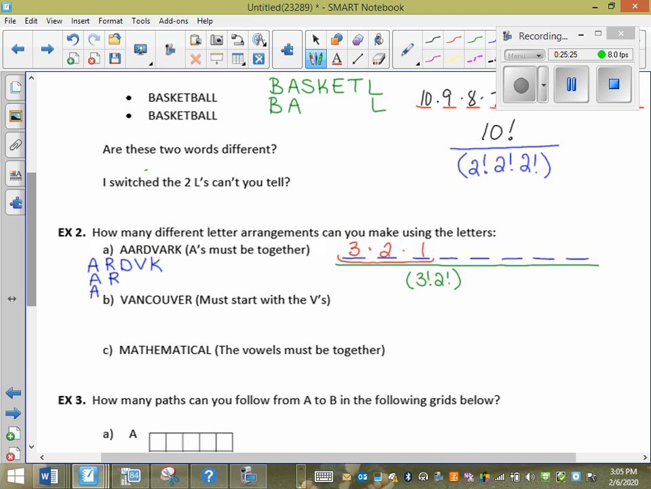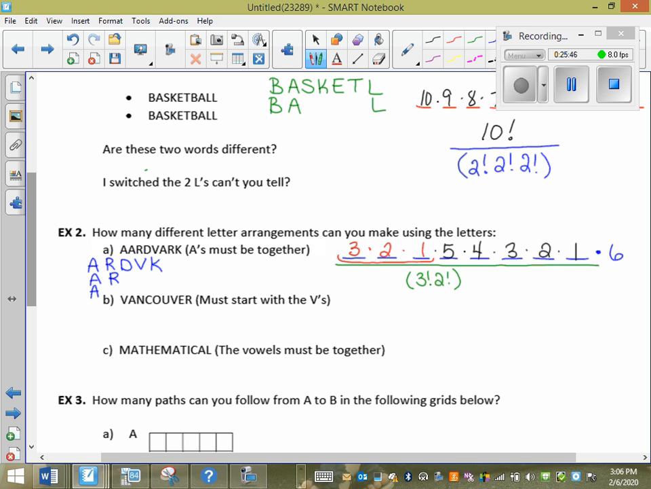How many letters are left? 5, 4, 3, 2, 1. Am I done? I have to multiply by 6. It's always one more than this because they have to be together. It doesn't say together at the front, right?